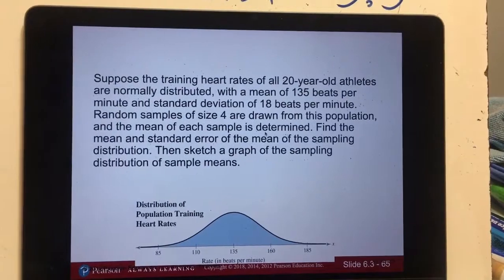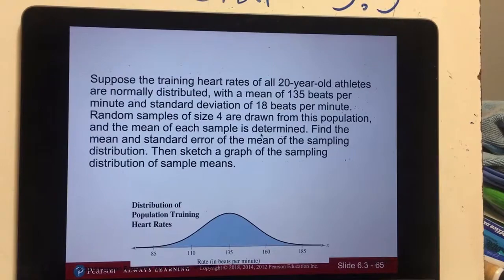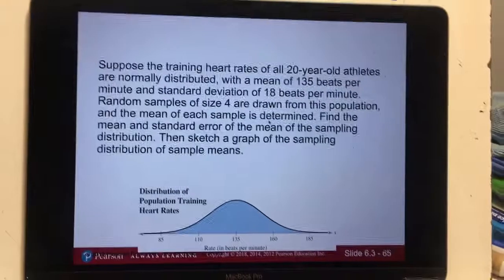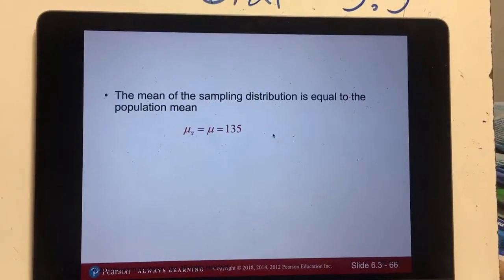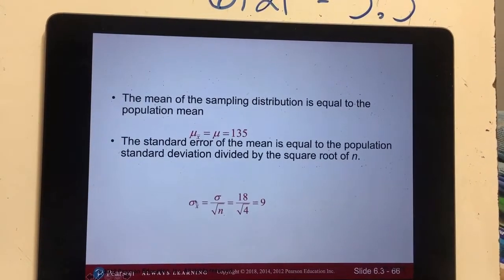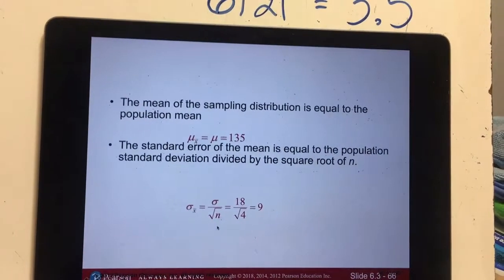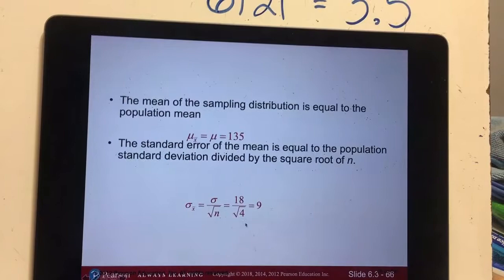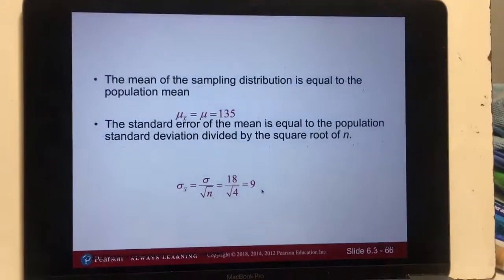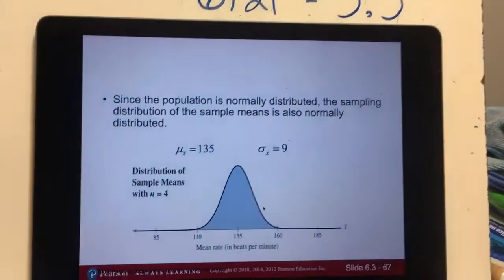It says find the mean and the standard error of the mean of the sampling distribution. Then sketch a graph of the sampling distribution of sample means. So this is our original population. Our means should be the same, so 135. The standard deviation of our sampling distribution is equal to our population standard deviation divided by the square root of n, which is the square root of 4, which is 2, so 18 divided by 2, which is 9. So we're going to have a smaller standard deviation, and it's going to pull the graph in and up.